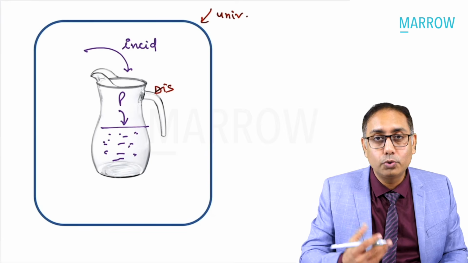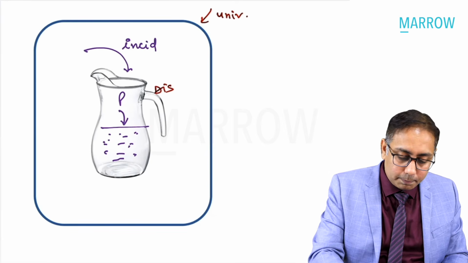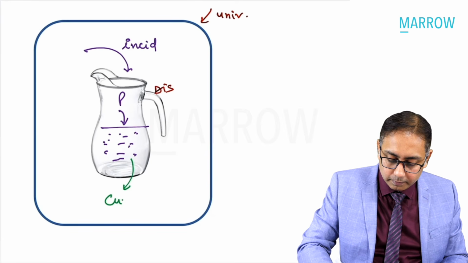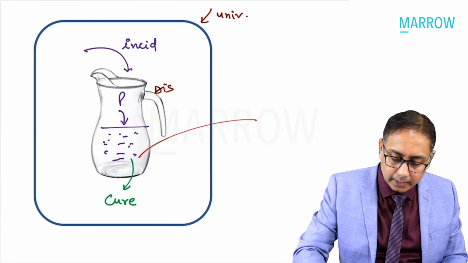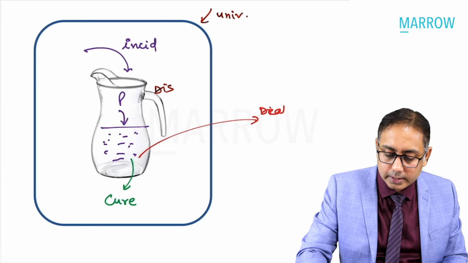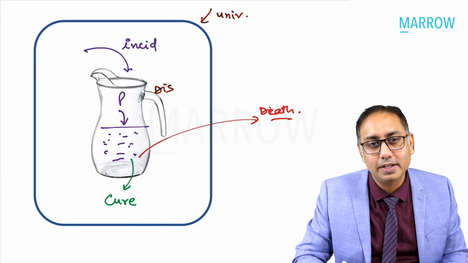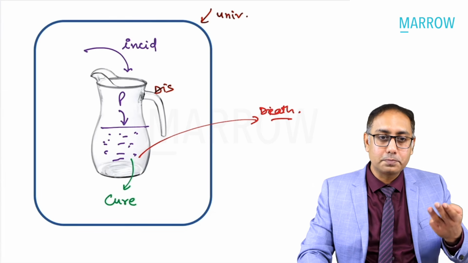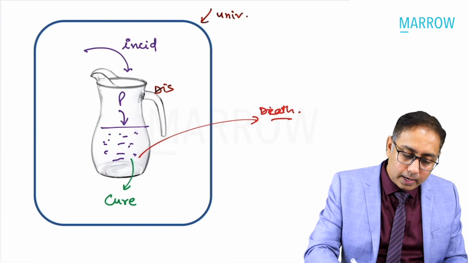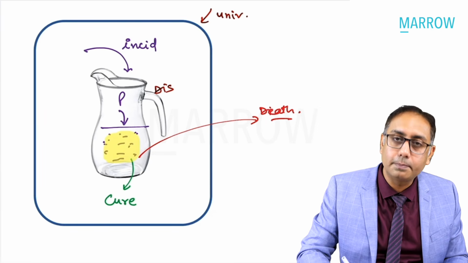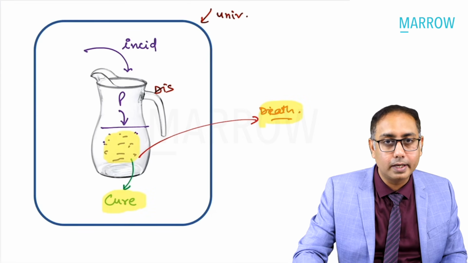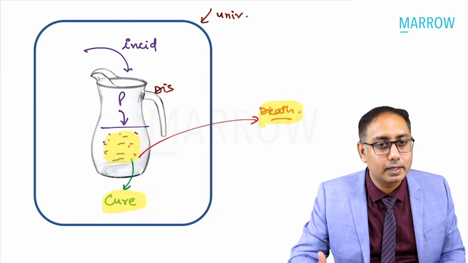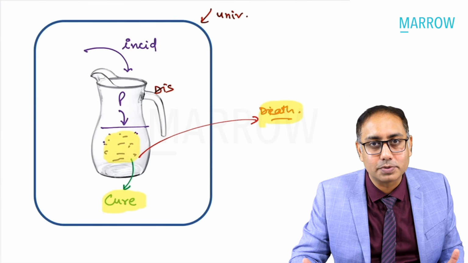There are only two outlets of this jug. Either the people can get cured and they join back the universe, or they unfortunately die and they leave the universe. So there are three options for a person. Either that person is going to stay in the prevalent area, or that person will be cured, or that person will die because of that disease. These are the only three options which can happen.